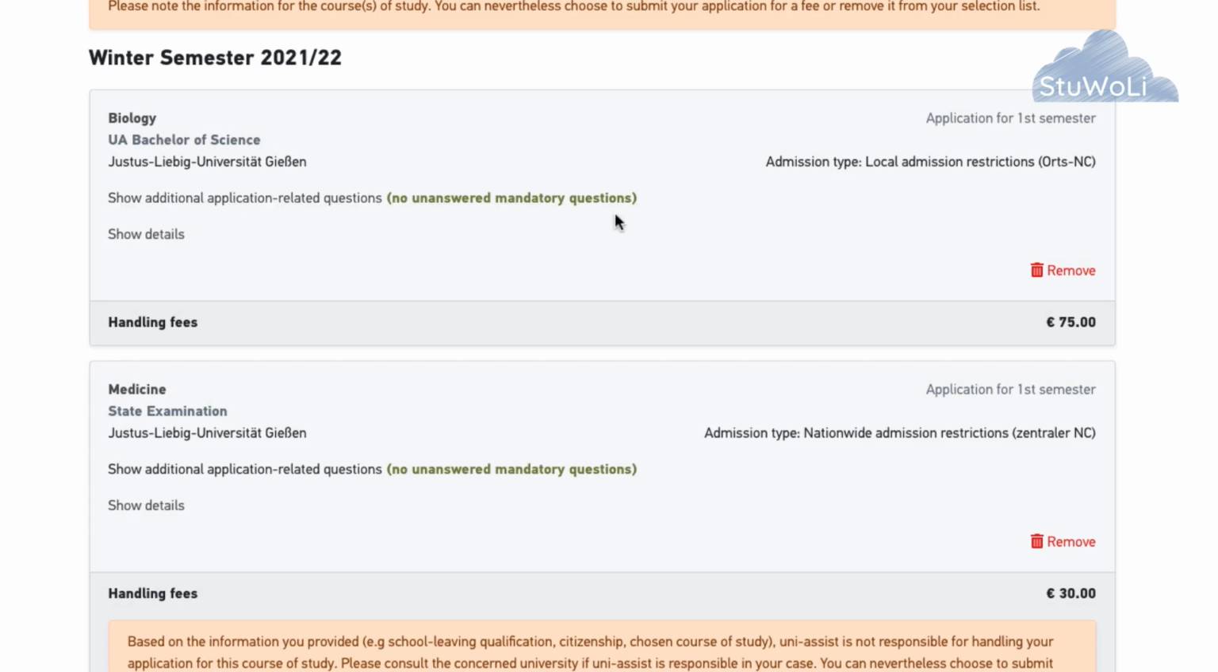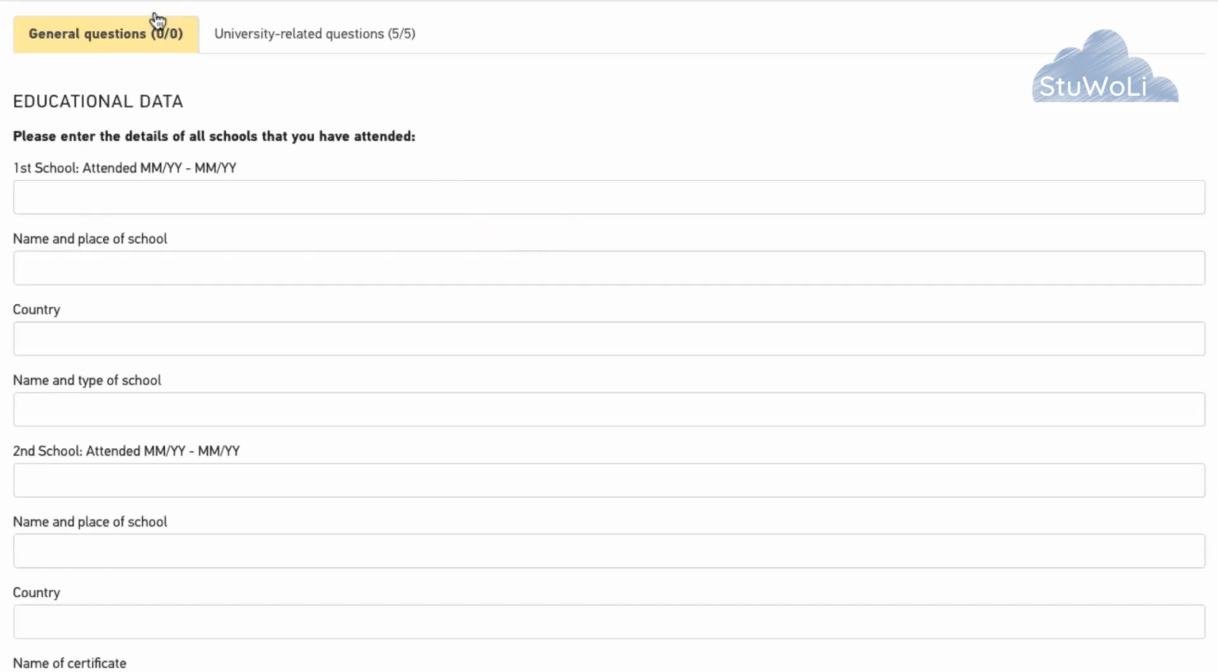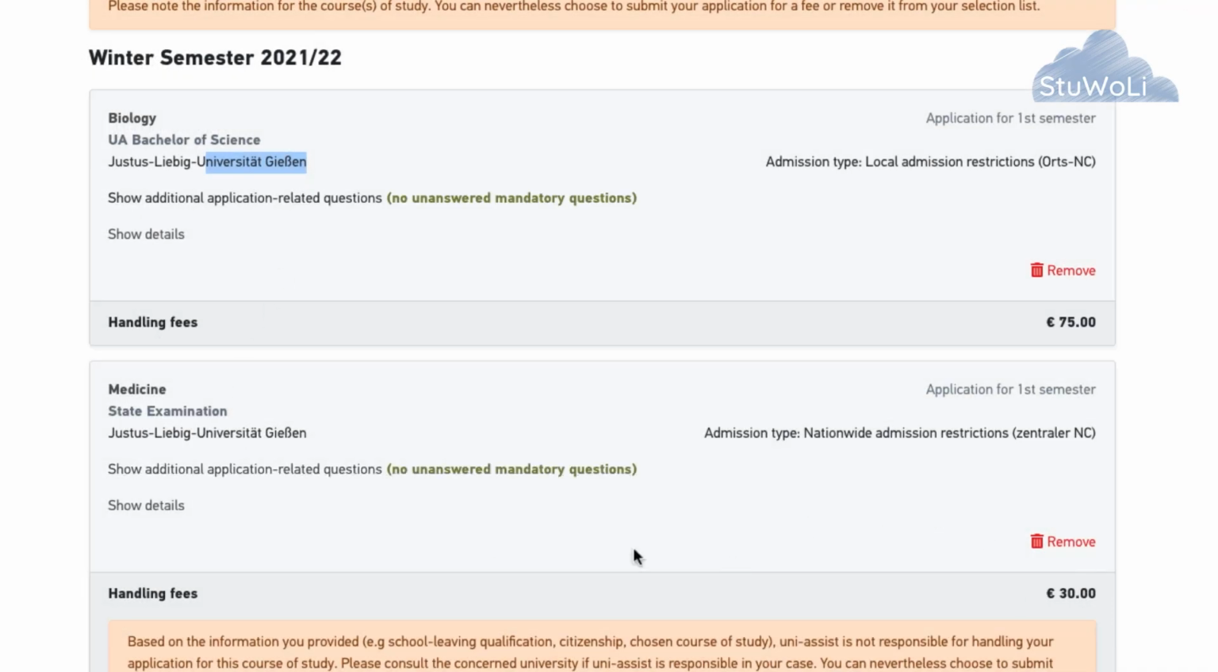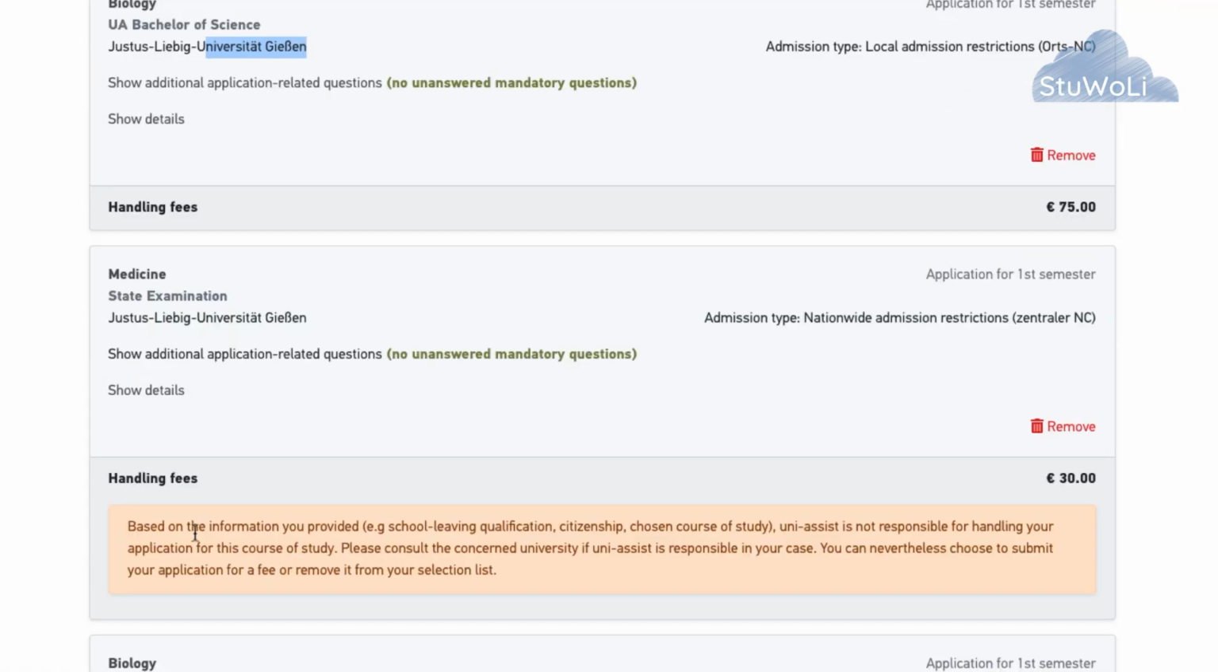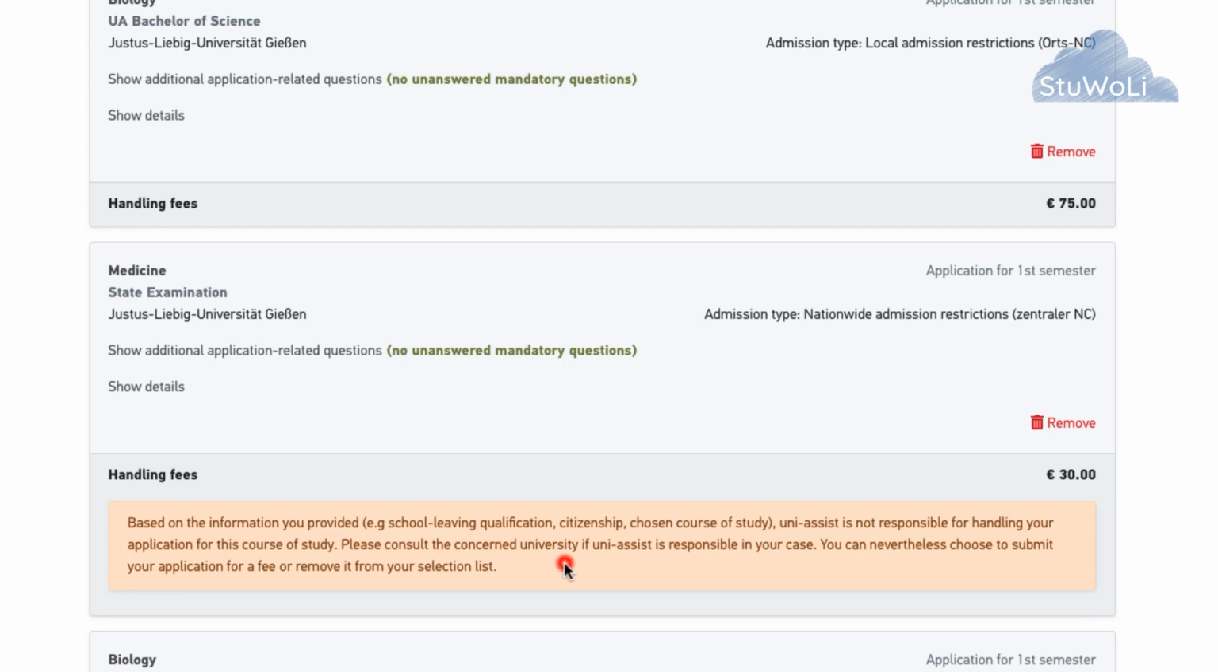And that's green. See? And sorry, this one down here, and it's medicine. And up here it was also Uni-Gießen, but it was green because it didn't have that page for medicine. You see, it has only 2 pages up here, whereas for medicine we have extra questions. 1, 2, 3. And finally, you have a message. Based on the information you provided, UniAssist is not responsible for handling your application for this course. Please consult the concerned university. If UniAssist is responsible in your case, you can nevertheless choose to submit your application for a fee or remove it from your selection list.